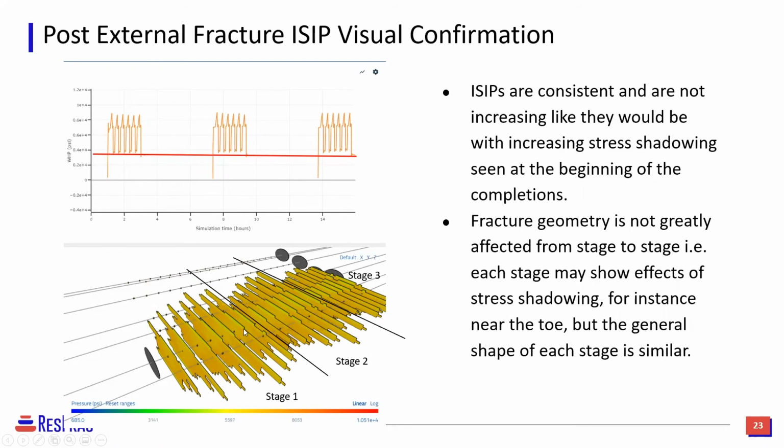2, we want to make sure that our fracture geometry is not changing significantly after 3 stages. If we get this stage to look like this, but this stage looks totally different, then we can probably surmise that our first fracture, our external fracture, was not right. Plus, we would see some problems with our ISIPs. All right, so they should be similar. They're not going to be exact, but they should be similar.